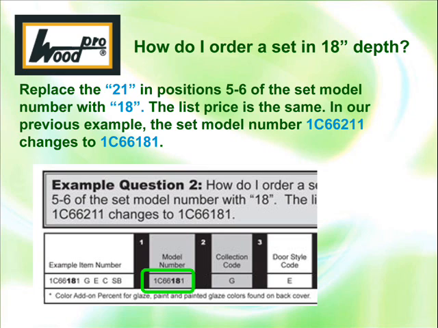In this example, the model number is 1C66211, in which case we're wanting to replace the 21 in positions 5 and 6 of the set model with an 18 representing the 18-inch depth. The list price is the same, and as in our previous example, the set model number changes to 1C66181.